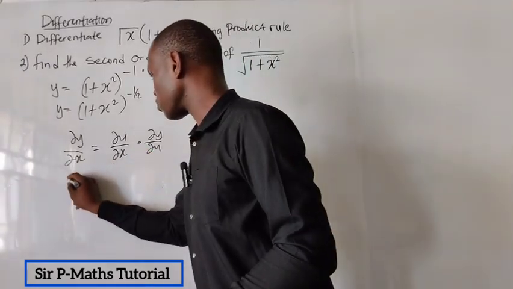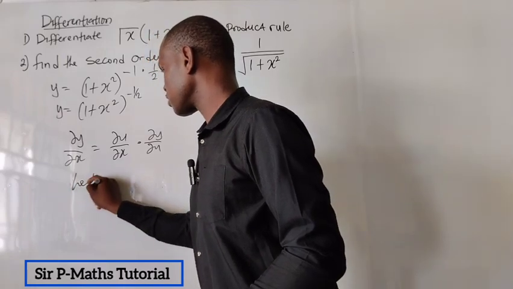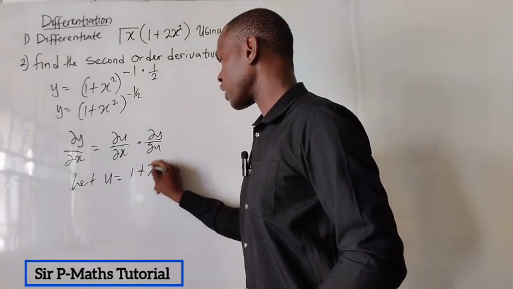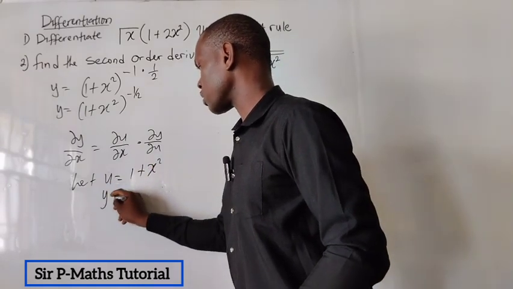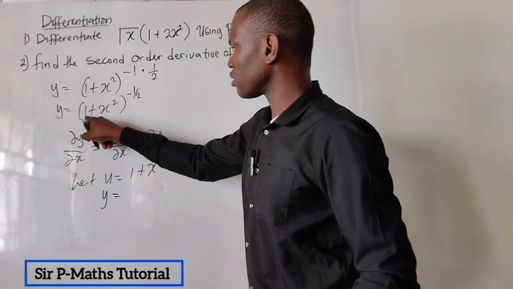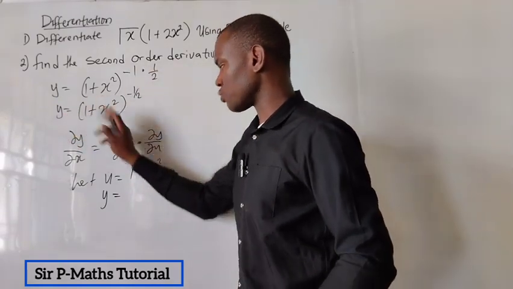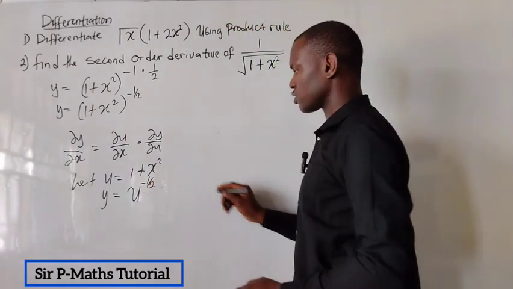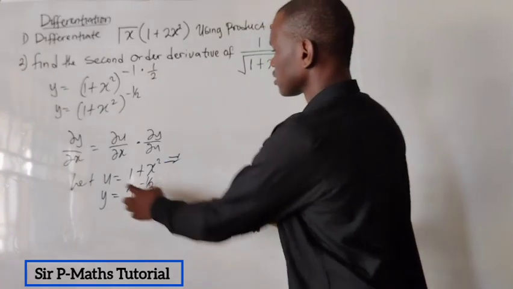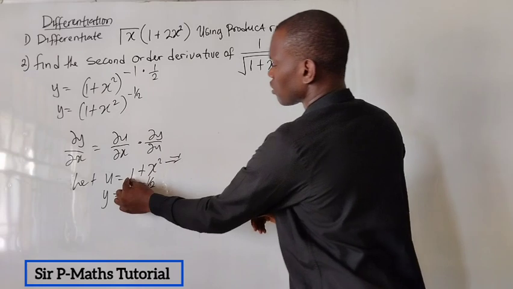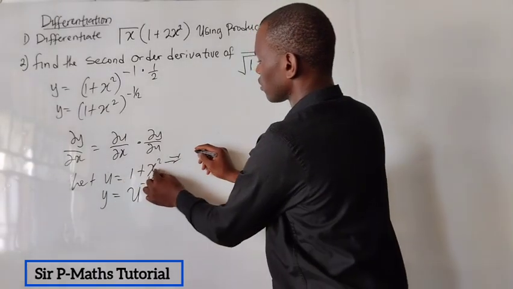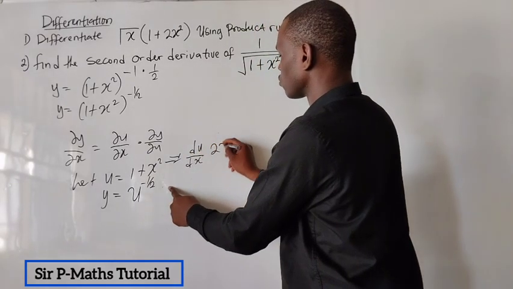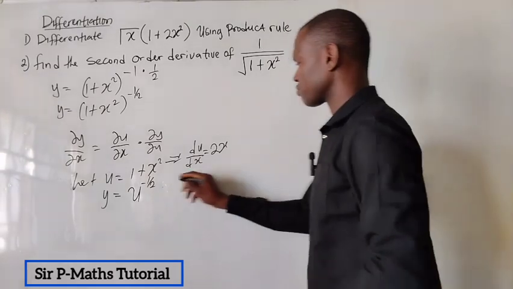So from there, what could our u be? We say let u be equal to the function I have inside the bracket, which is 1 plus x squared. Therefore, y will now be this guy raised to the power of this. Since here is now u, that means I'll have u raised to the power minus 1 over 2. Then let's differentiate. If I differentiate u with respect to x, 1 is a constant, so it's a 0. Differentiating here, I will have 2x.